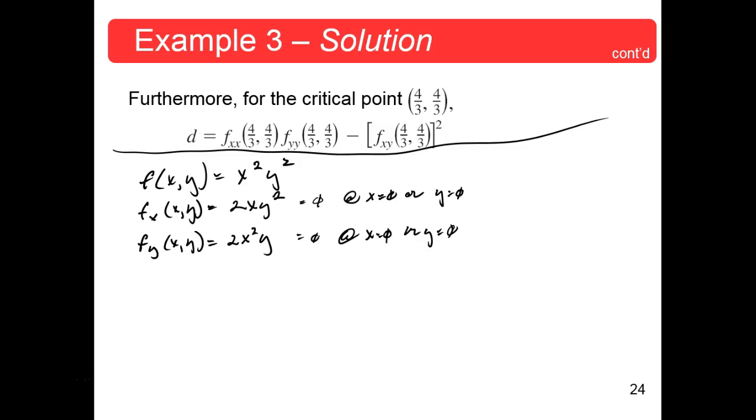Now, that's the critical point. So 0, 0 is a critical point. Now, to determine whether that's a relative maximum or minimum, what do we do?